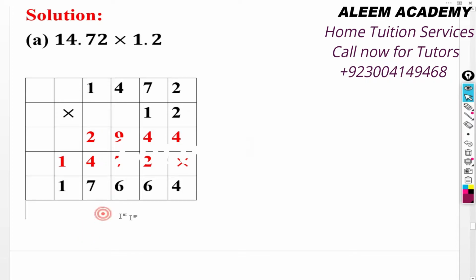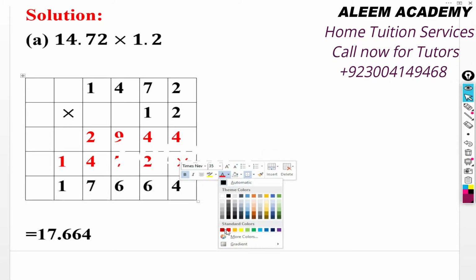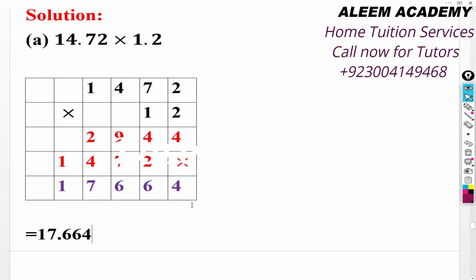So we write here the answer as 17.664. This is the final answer of this question. And over here, we write the final answer in some other color so that you can easily understand. This is the final answer. Now we do the next part.